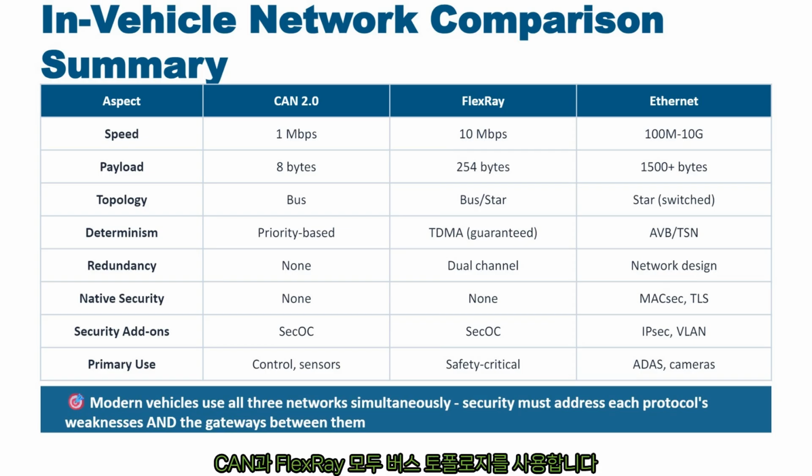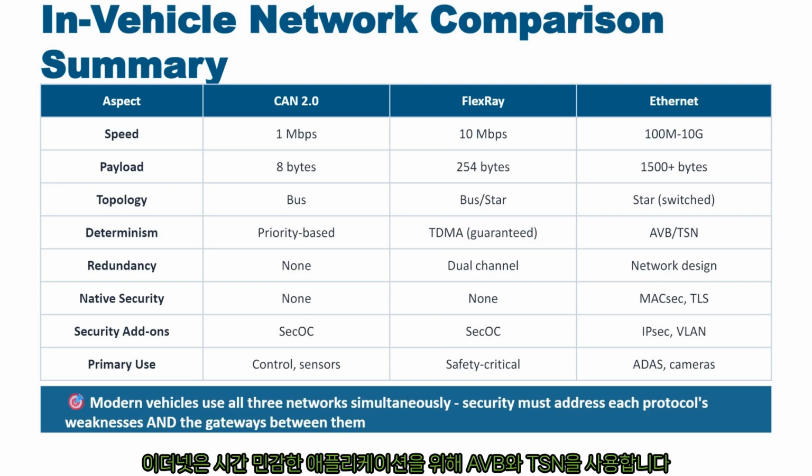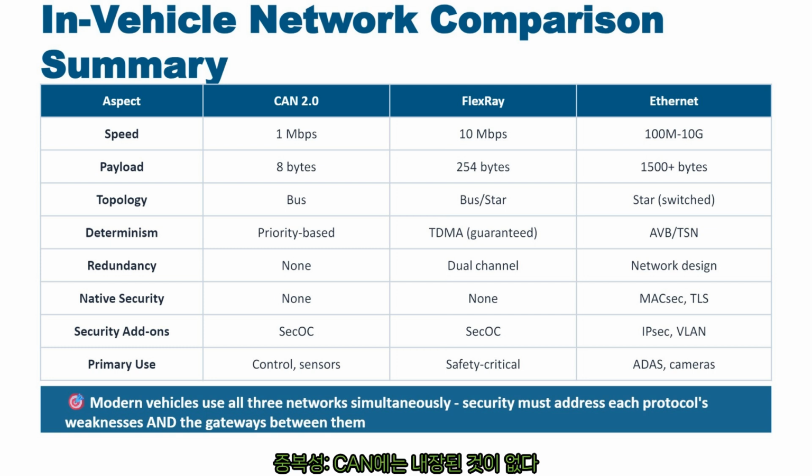Topology, both CAN and FlexRay use bus topologies. Ethernet uses a star topology with switches. For determinism, CAN is priority-based, not guaranteed. FlexRay uses TDMA, which is fully deterministic. Ethernet uses AVB and TSN for time-sensitive applications. Redundancy, CAN has none built in. FlexRay has dual channels. Ethernet relies on network design for redundancy.